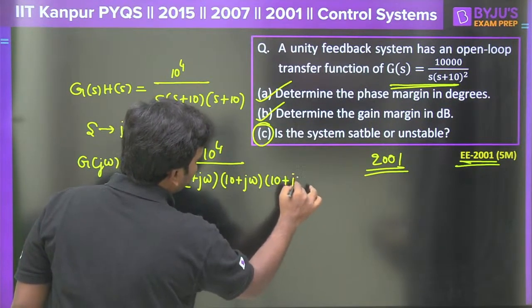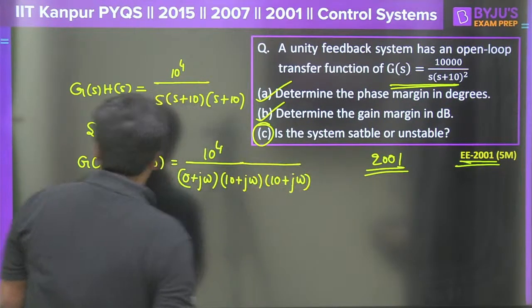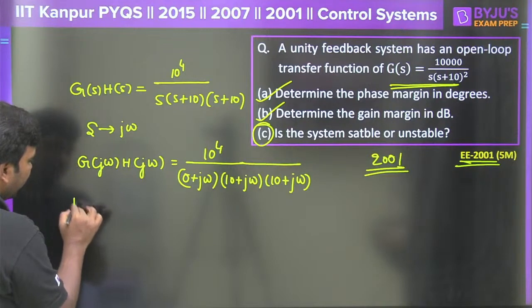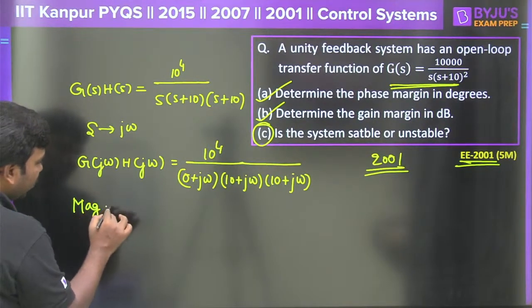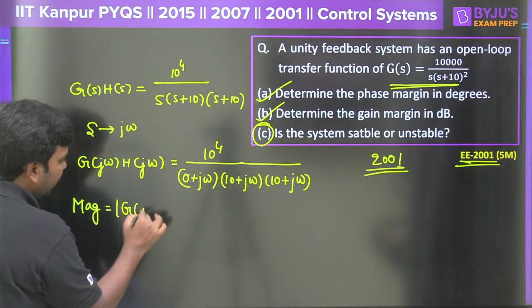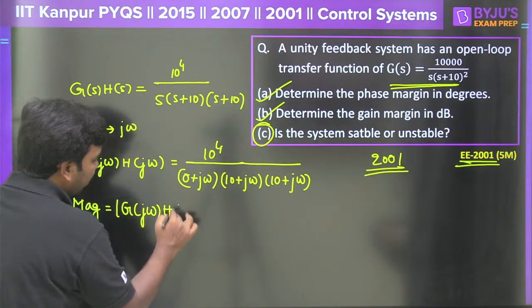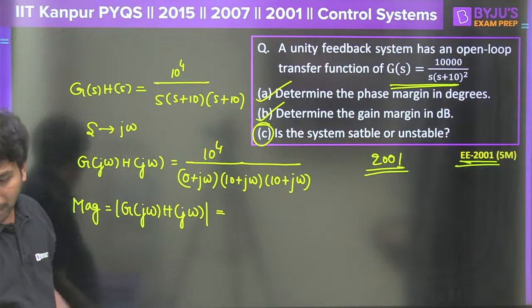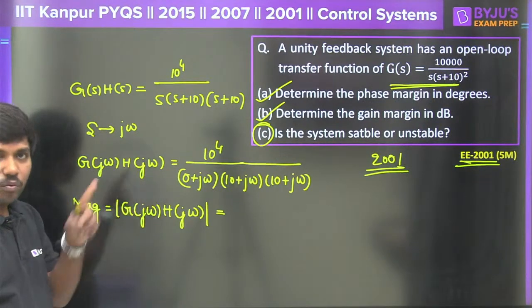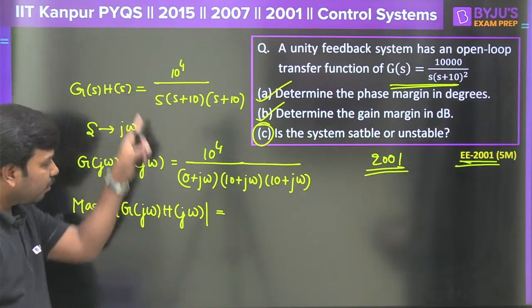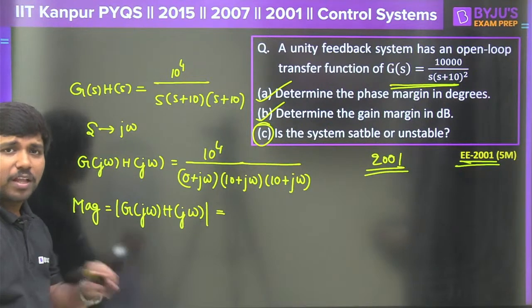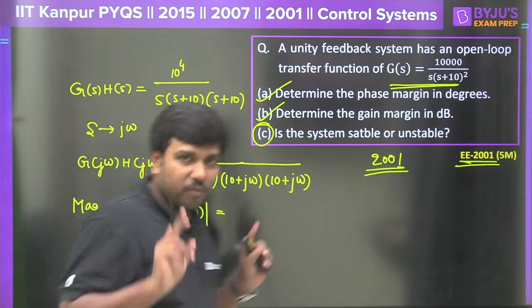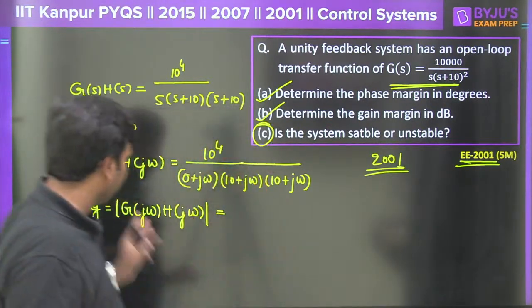Easy to understand, correct? So now if you go to the magnitude part, how can I write the magnitude of this? The magnitude, which is considered as the modulus of G of j omega into H of j omega. Please follow the steps here because ultimately we will land on the correct answer if you follow the steps properly. And the procedure we are doing here is common for every gain margin and phase margin question. So please see this question, right?